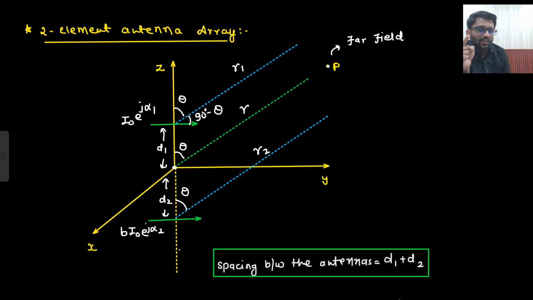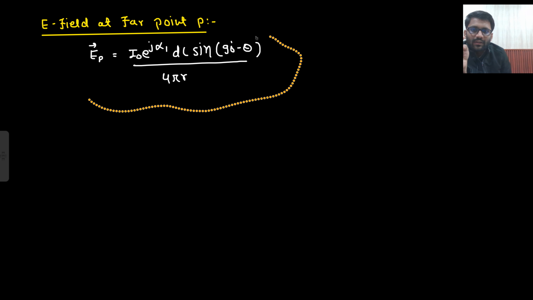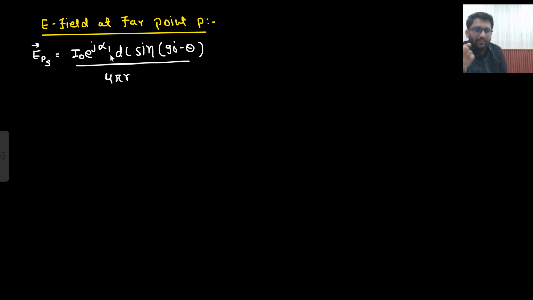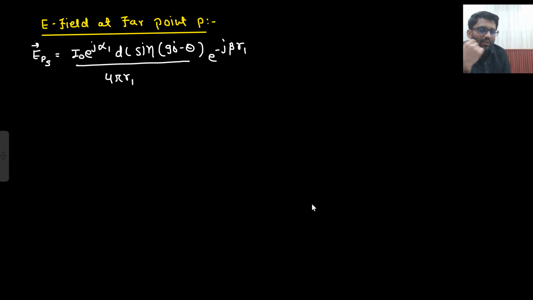So this angle is 90 minus theta. So here what I am going to put? Sin of 90 minus theta. I dl sin theta upon 4 pi r. And this is the phasor form we are writing, only phasor form, no time domain form. So I dl sin theta upon 4 pi r, e to the power minus j beta r. Here what I am going to write down, j beta r1. Here also I am going to write down r1 only.